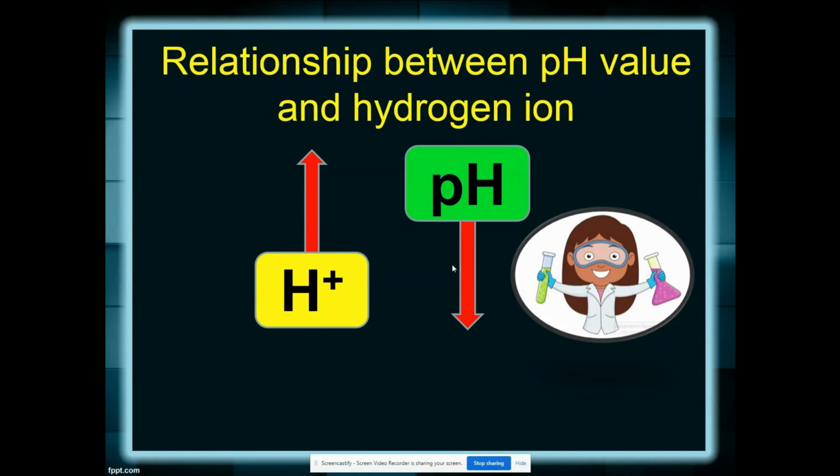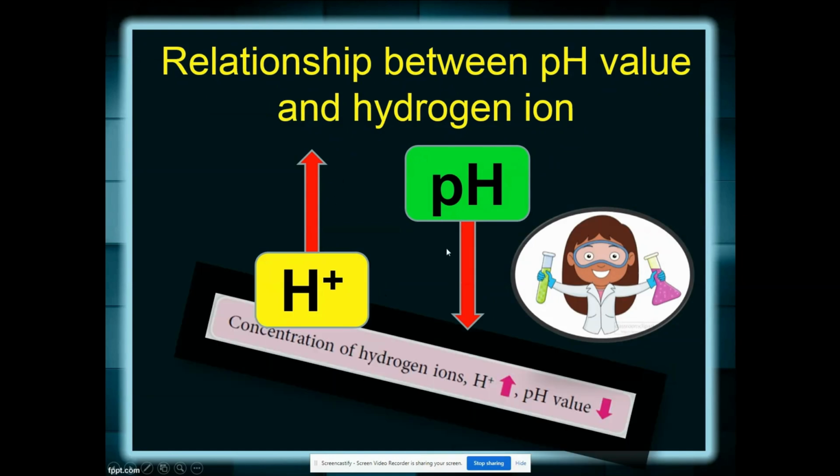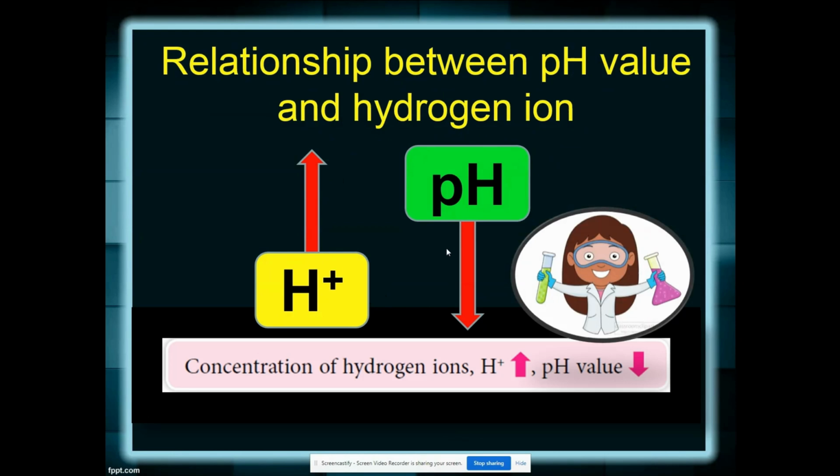Strong acid and weak acid, remember? Generally the strong acid will have a lower pH value compared to the weak acid. Why? Because strong acid has a higher concentration of hydrogen ion compared to weak acid. So the relationship between the concentration of hydrogen ion and the pH value is, as the concentration of hydrogen ion increases, pH value decreases. This is the first relationship.